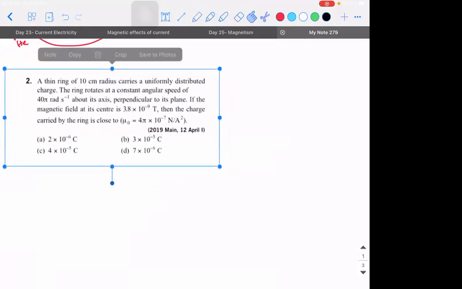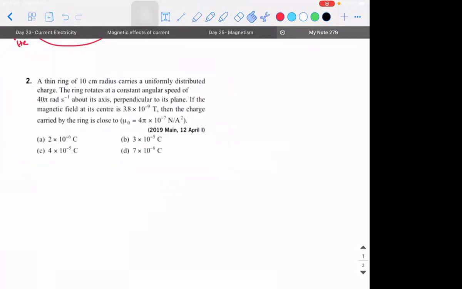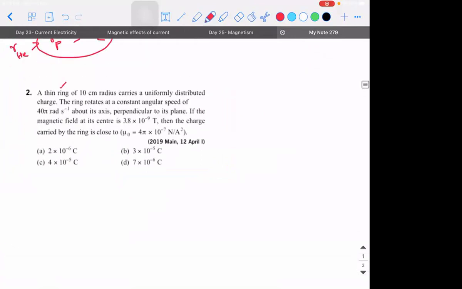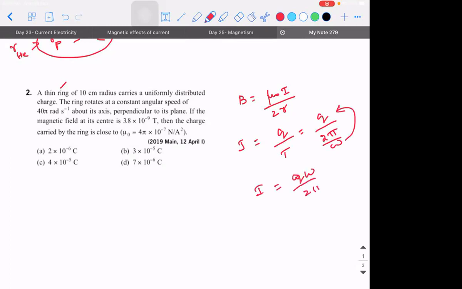Okay, okay. See, let me ask again, think well. It's a thin ring. Had they given you current, how will you calculate the magnetic field due to a circular current carrying coil at its center? It is mu naught I by 2R. So, sir, mu naught I, and we have to substitute the current as charge by time. So you have to write it as q divided by t, and the time is 2 pi by omega. That's it, only manipulation. So I is equal to q omega divided by 2 pi.